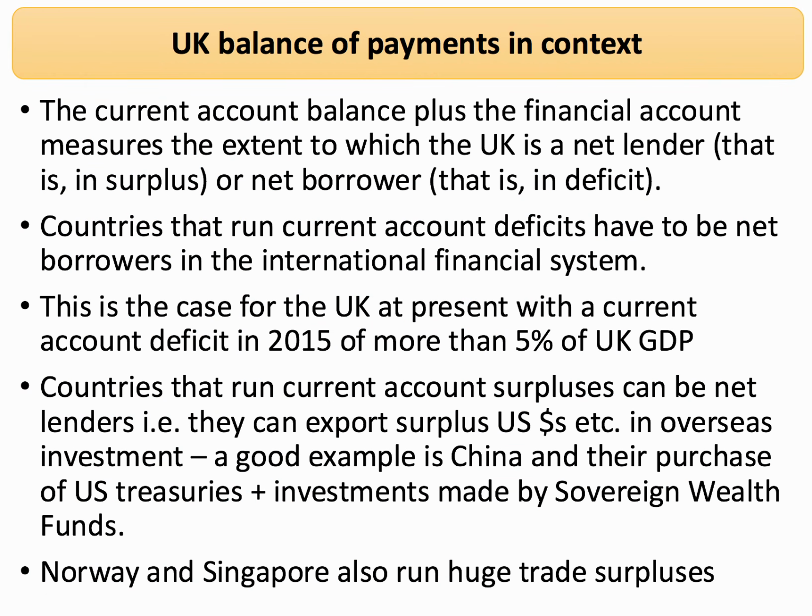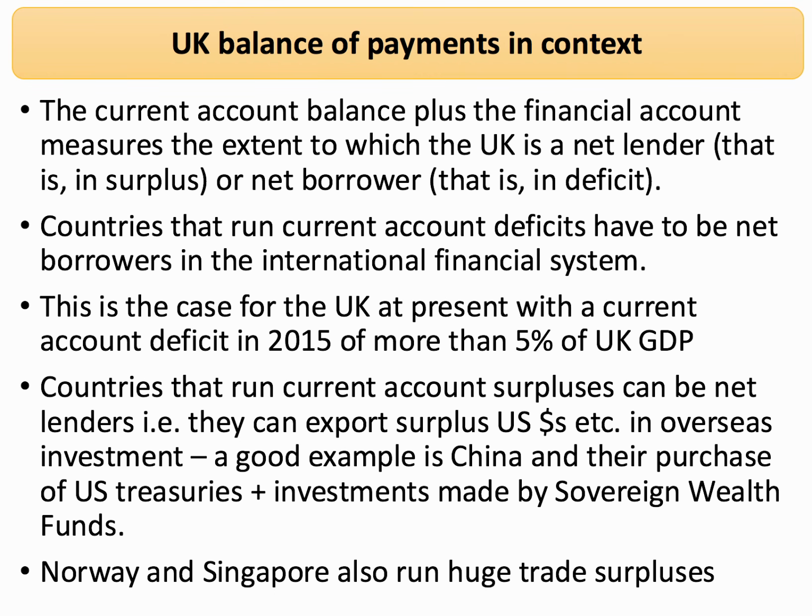So the current account balance plus the financial account is the extent to which the UK is a net lender if it's in surplus, or a net borrower if it's in deficit. Basically, the story is that countries that run current account deficits tend to have to attract capital. They tend to be borrowers of money in the international financial system. So the UK has a 5% current account deficit. It needs to attract some capital inflows to balance things up.